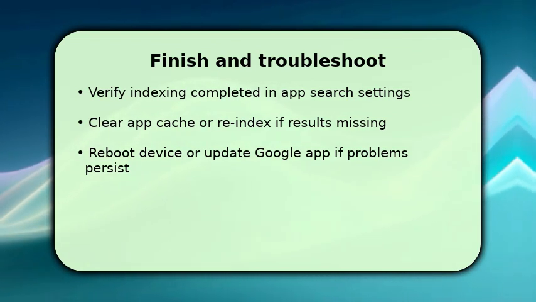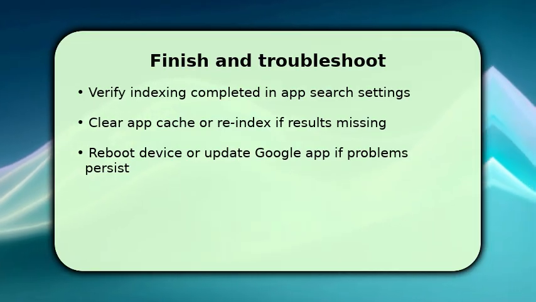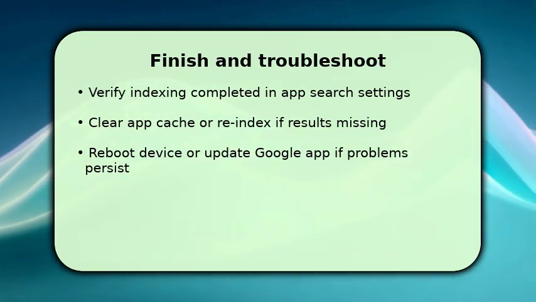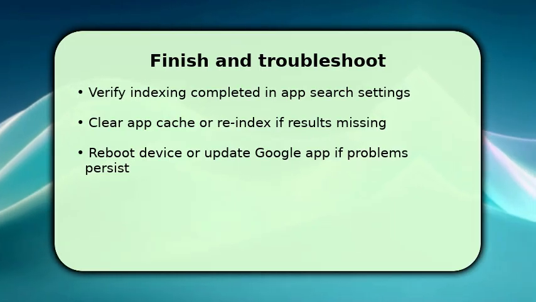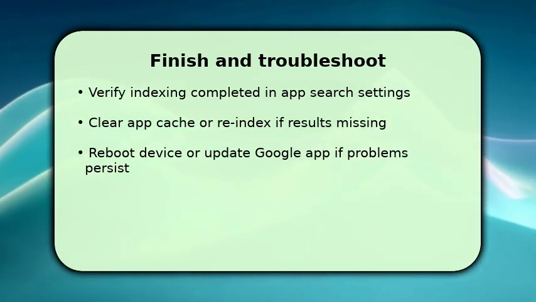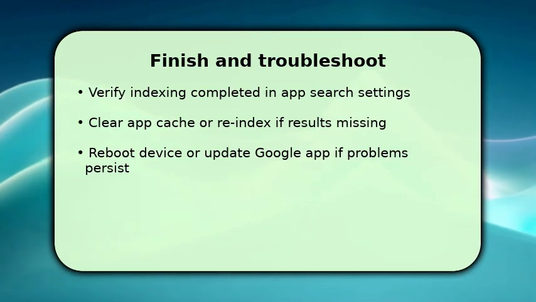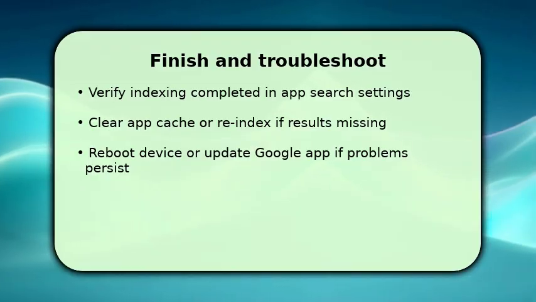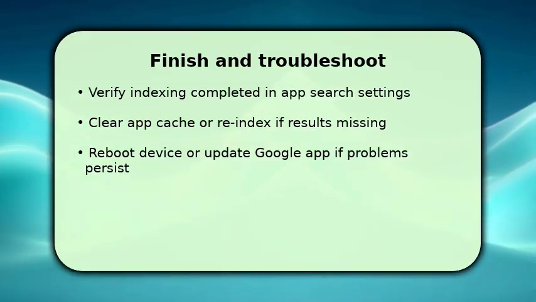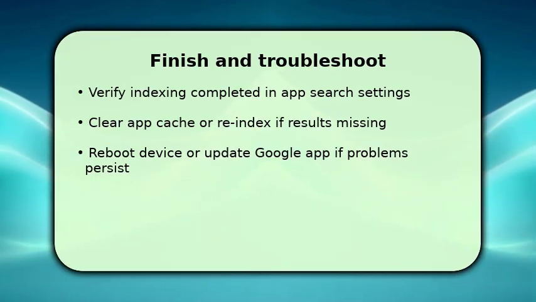using the search widget. If results are missing, make sure the app is allowed to be indexed, then clear the app cache or trigger reindexing. If that fails, reboot the device and check for updates to the Google or vendor app. One troubleshooting tip: if search still fails, temporarily disable and re-enable the Assist app to force a fresh permission and index cycle.